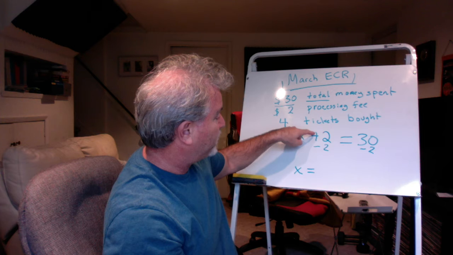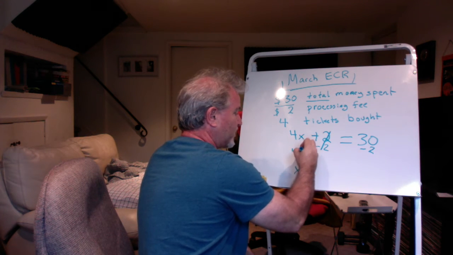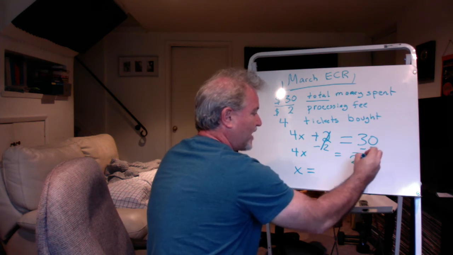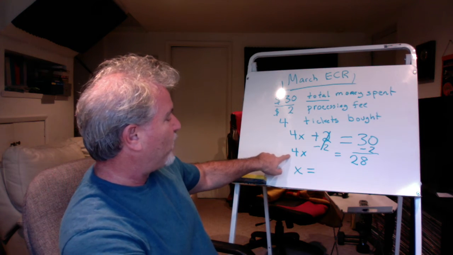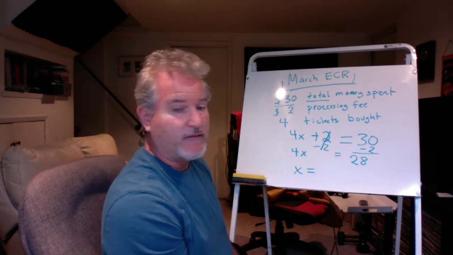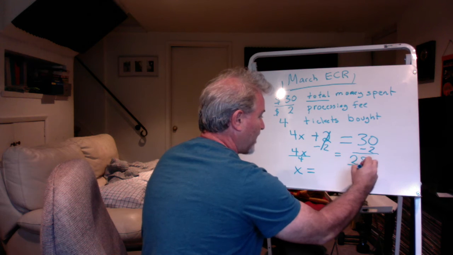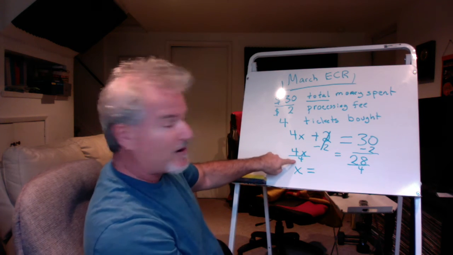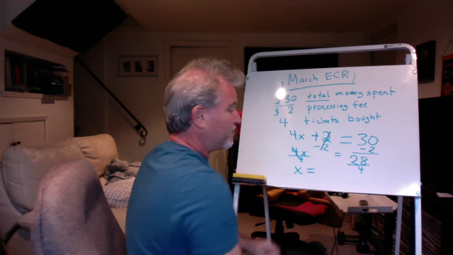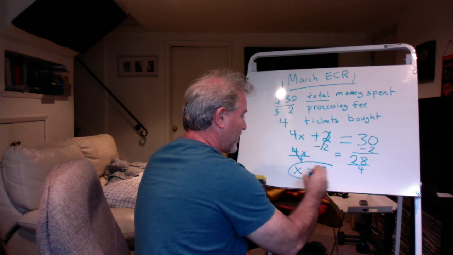Now 2 minus 2 is 0. That gets rid of this and leaves us with 4x on this side. And then 30 minus 2 leaves us with 28 on this side. So now we have 4 times some number equals 28. And the way we can figure that out is we would divide both sides by 4. Now 4 divided by 4 is 1, so that leaves us with just x. And 28 divided by 4 is 7. And that would be our answer.